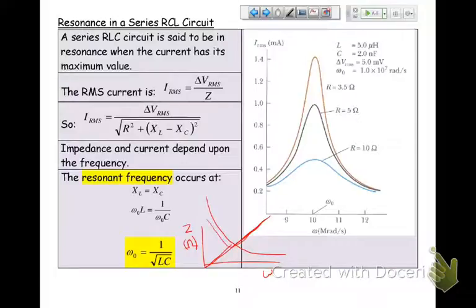And the interesting thing is that your minimum impedance is your resistance, and so the current flow gets bigger at maximum for a smaller resistor. So a 3.5 ohm resistor has a bigger peak than a 5 ohm resistor, which has a bigger peak than a 10 ohm resistor. And if we look, we can see there's a sharpness to this.